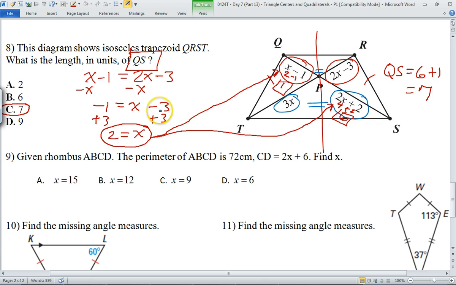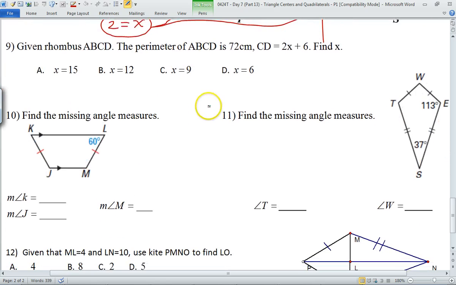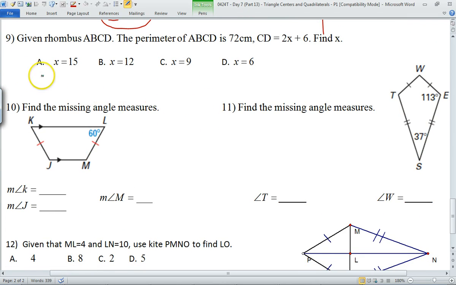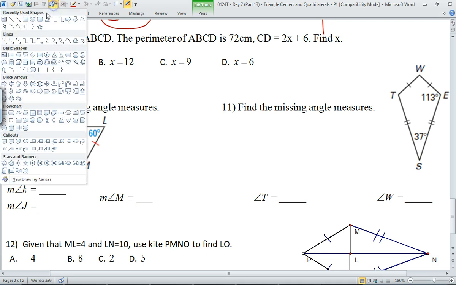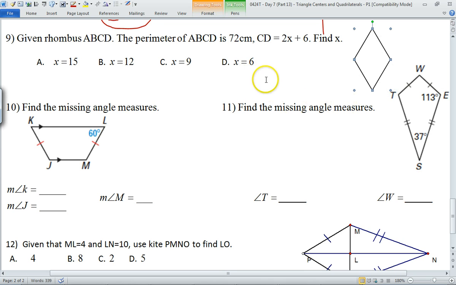Any questions about number 8? Okay, look at number 9. Given a rhombus, remember, what's the main thing about a rhombus? It has 4 congruent sides. We should probably draw a picture of this thing, though. We're given a rhombus. Let's draw it real quick. This would be a rhombus. Okay, there's my rhombus.